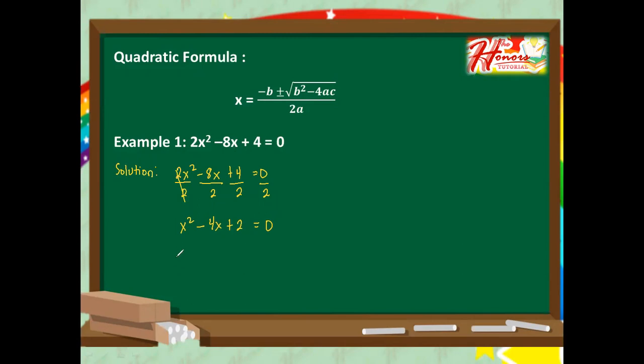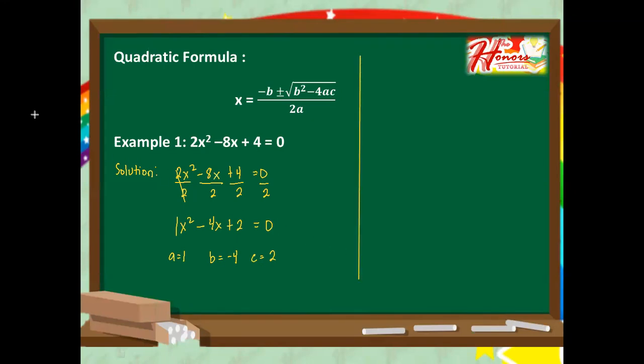Then after that, you have to identify what is A, B, and C from this new equation. So A here is 1, though it is invisible here because for our numerical coefficient, if it is 1, we are not writing it. It is invisible. And then for B, we have here negative 4. And then for C, we have here positive 2. So that is A, B, and C.